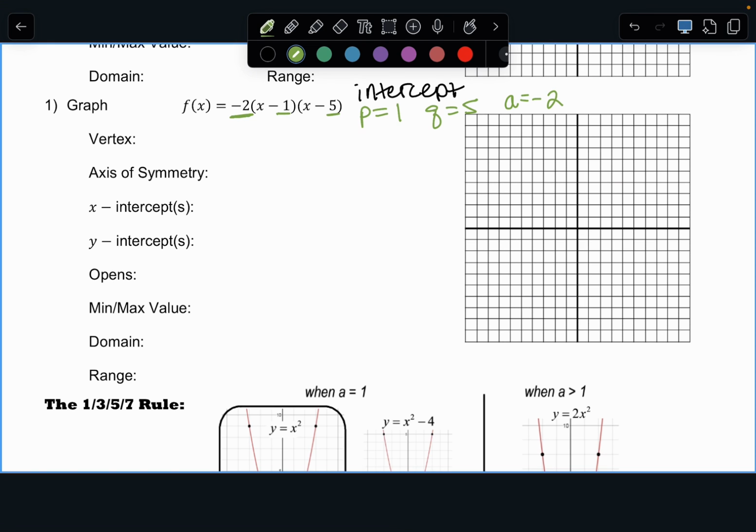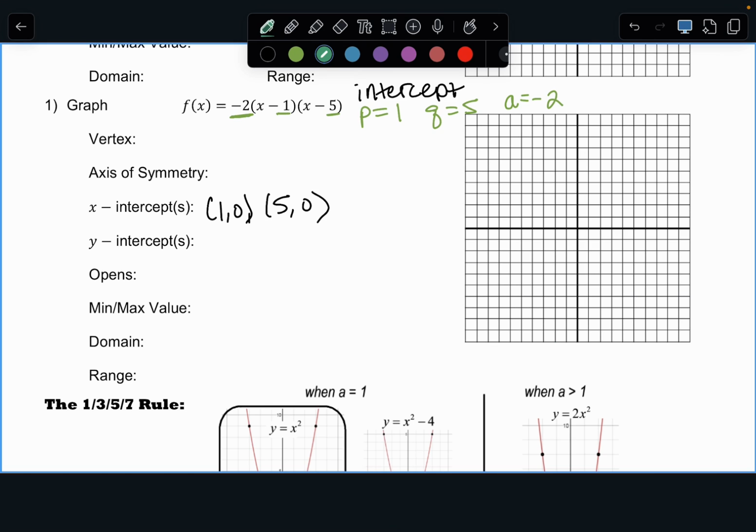Okay. From our P's and Q's, what information do we automatically know? We don't have to do any work for it. The X's are the intercepts. That's why it's called intercept form. So our x-intercepts are (1, 0) and (5, 0). To find our vertex, that's when we have to do a little bit of work.